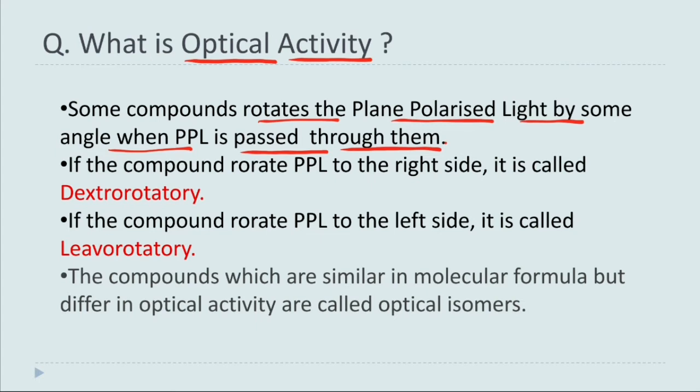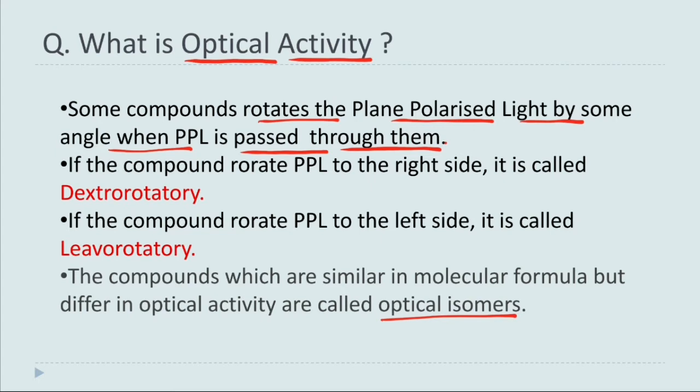Now just like we discussed isomers, where the molecular formula is the same and properties are different, if the molecular formula is the same for any two compounds and their optical behavior is different, then those are called optical isomers, right? Okay, so this is optical activity.